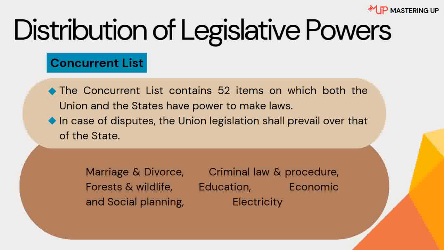Concurrent List. The Concurrent List contains 52 items on which both the union and the states have power to make laws. In case of disputes, the union legislation shall prevail over that of the state. Some of the important subjects mentioned in the Concurrent List are marriage and divorce, criminal law and procedure, forest and wildlife, education, economic and social planning, electricity.